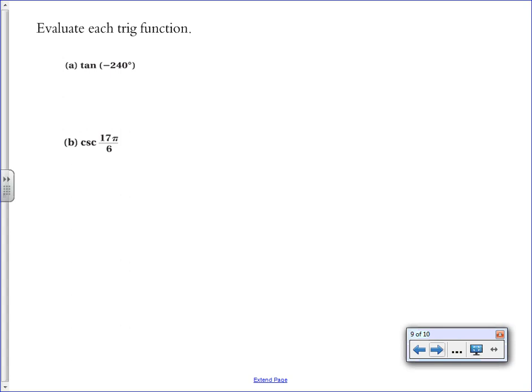All right, we'll just do a final practice here. Evaluate each trig function. I think these are going to be not quadrantal angles. This is just how we should practice lumping it all together. Review what we just learned.